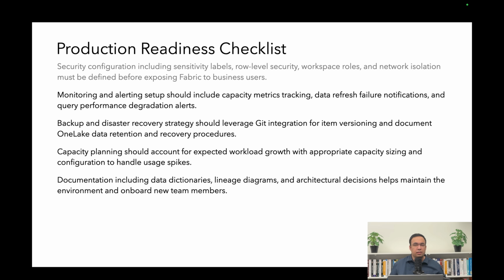Second is monitoring and alerting setup. The capacity metrics app should be configured to track your usage. You should have alerting for capacity threshold breaches. Data refresh failure notifications should be set up so that you know when the pipelines fail. Query performance degradation alerts help you catch performance issues before they actually impact the users significantly.